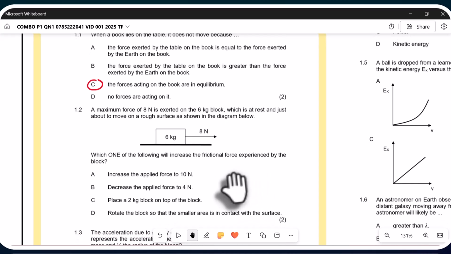No. With the surface, it doesn't work. What is important here is the mass. The bigger the mass, the bigger the normal force, and the bigger the frictional force. Okay, let us proceed here. 1 point.